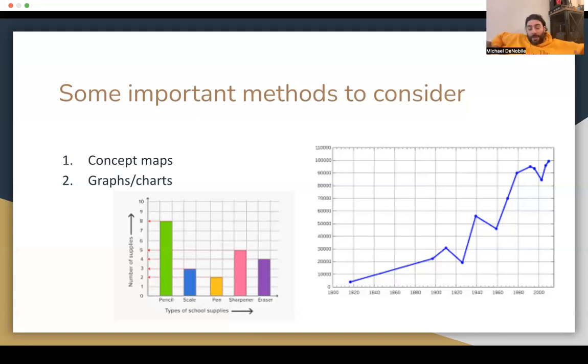But coming back here to graphs and charts, again, just like I said before with concept maps, it concretizes abstract ideas, even if you're dealing with concrete things like numbers of supplies and types of school supplies, and now you've mapped it out on this is a graph, this is a chart. The visual is very important for today's students because, I'll be brutally honest with you.